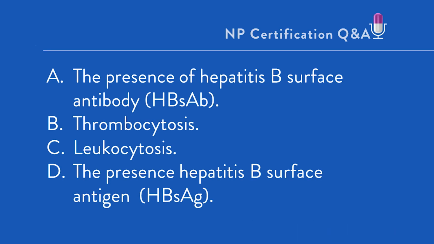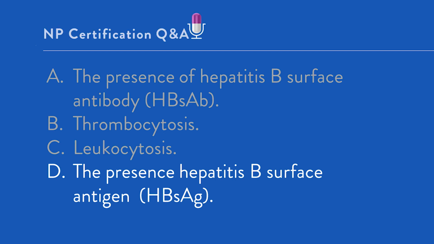A, the presence of hepatitis B surface antibody, B, thrombocytosis, C, leukocytosis, D, the presence of hep B surface antigen. The correct answer here is D, the presence of hep B surface antigen.